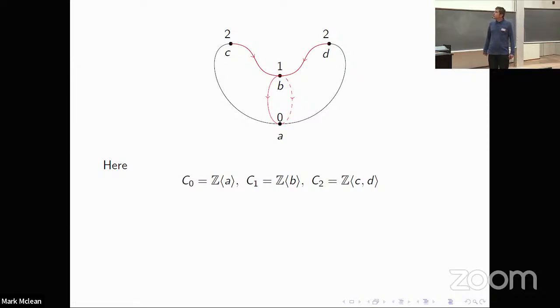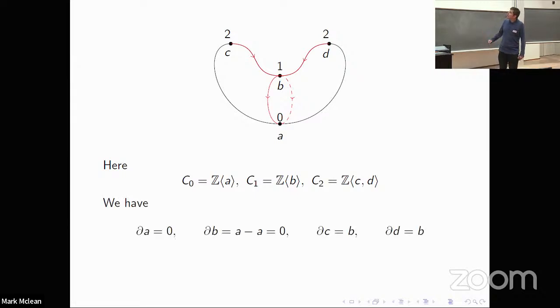And then we need to compute the differential, and the red lines in the picture are the gradient flow lines connecting the critical points. And well, d of A is 0 because there are no flow lines going down from A. But d of B, well, it could be 2A or A minus A, and it turns out it's A minus A when you compute signs.